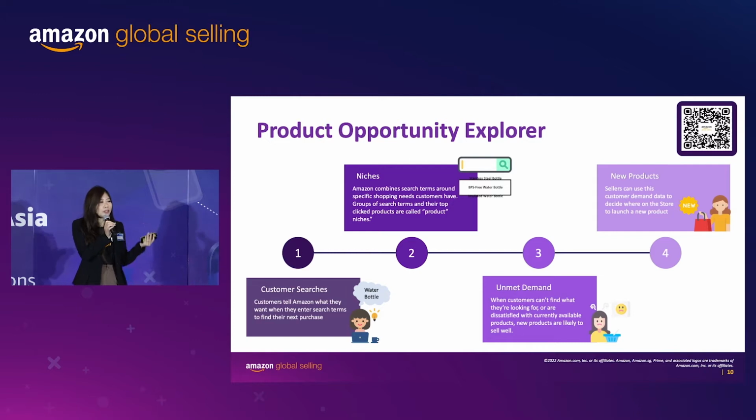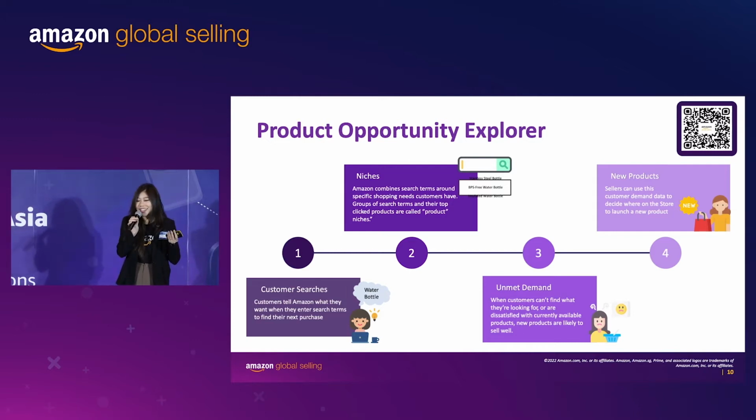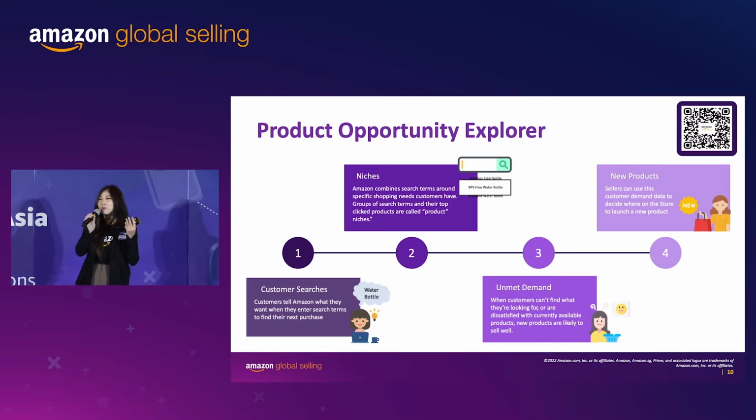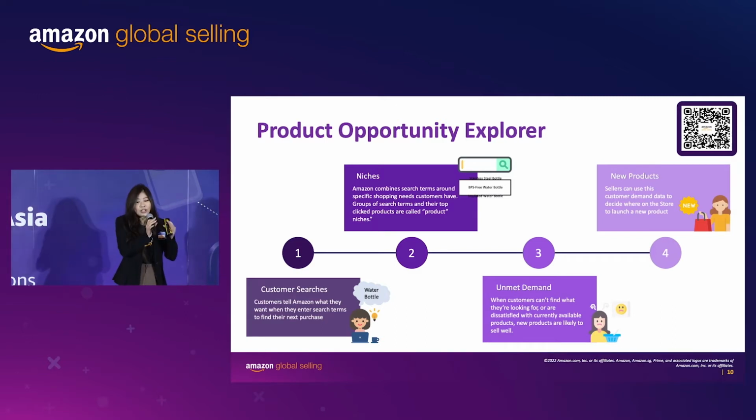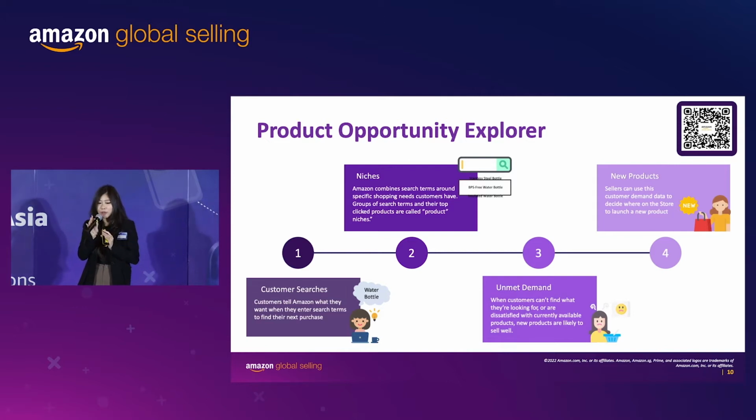Whenever people are purchasing things online, typically they'll type in what they wish to purchase in the search browser. This is the best way to understand the current customer demand, so Amazon collates and combines all these search terms, groups them together along with all those top click products, and segments them into this thing called product niche. For instance, stainless steel water bottle, and so on.